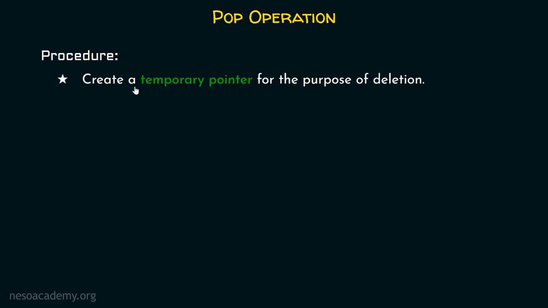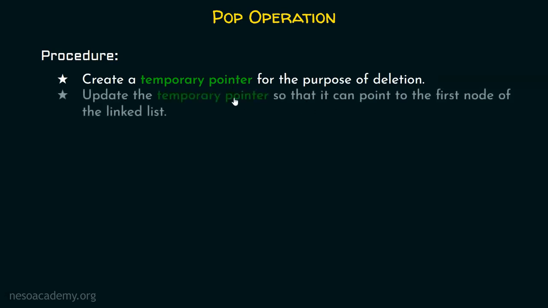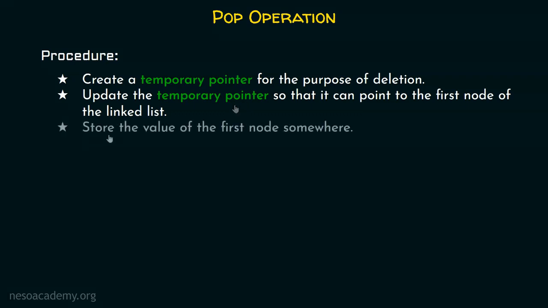First, we will create a temporary pointer for the purpose of deletion. Then, we will update the temporary pointer so that it can point to the first node of the linked list. It is important that our temporary pointer must point to the first node of the linked list. We will use this pointer for the purpose of deletion. That means we will use this pointer to delete the first node of the linked list or the topmost element of the stack. Then we will store the value of the first node somewhere.